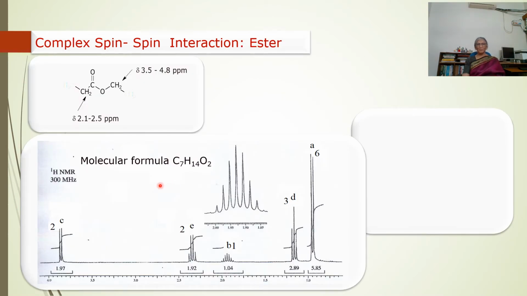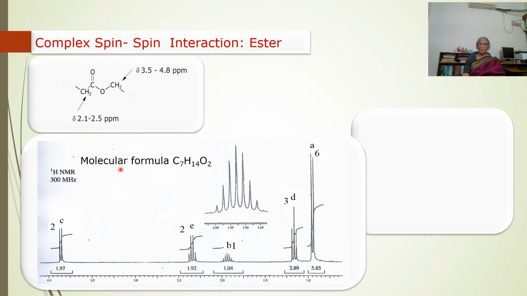This is the NMR spectrum of an ester for which the molecular formula is C7H14O2. In an ester, alpha protons, alpha with respect to the carbonyl group, are de-shielded because of the anisotropic effect of the carbonyl group, and the signal is seen close to 2.1 to 2.5 ppm. Other protons which are close to singly bonded oxygen are much more de-shielded, and the signal is seen at delta 3.5 to 4.8 ppm.